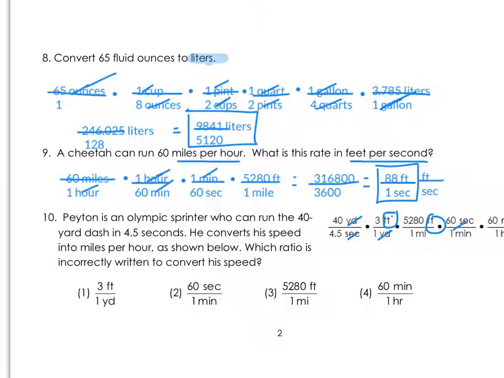Well, this one was the right way because yards canceled with yards. So the one that has to be wrong here is this one because feet needed to be in the denominator in order to cancel. So that would be choice 3. Okay, that's it for the rest of this classwork.